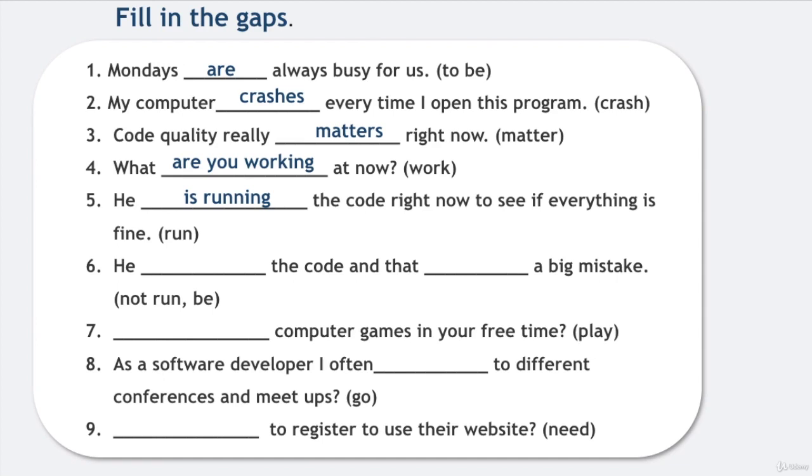Number 6. And let's see the answers. He doesn't run the code, and that is a big mistake. He doesn't run the code. This is present simple because he does it regularly. He doesn't run the code all the time regularly. And that is a big mistake.